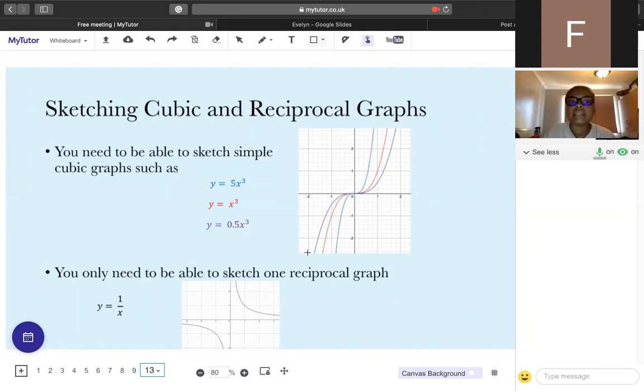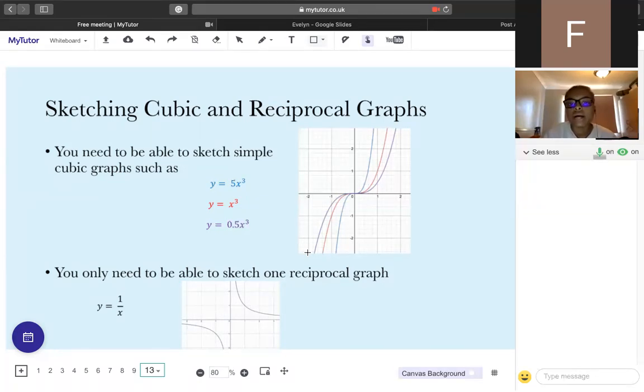Now, when I say simple cubic graphs, we're sketching those, it only means the normal cubic graph, like say y equals x cubed, but being multiplied by some number. So it's still going to be the same shape. It will either be thinner or a little bit wider.